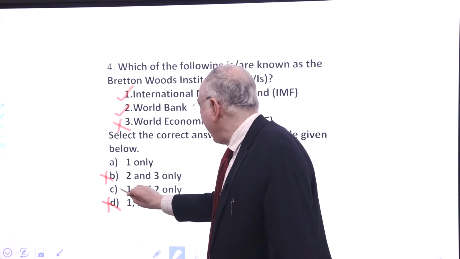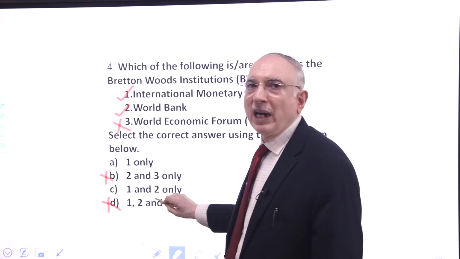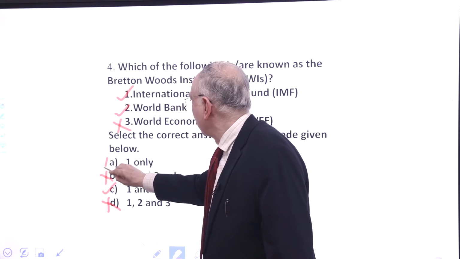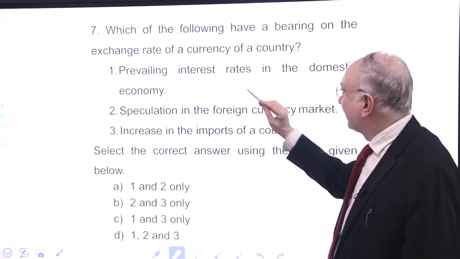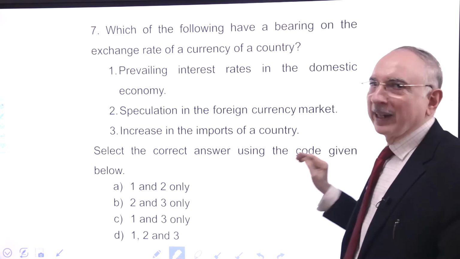1, A and C, and we have seen that 1 and 2 are the Bretton Woods institutions. Therefore, the answer is C. Now, let us understand one by one. Option 1 says prevailing rate in the domestic economy.